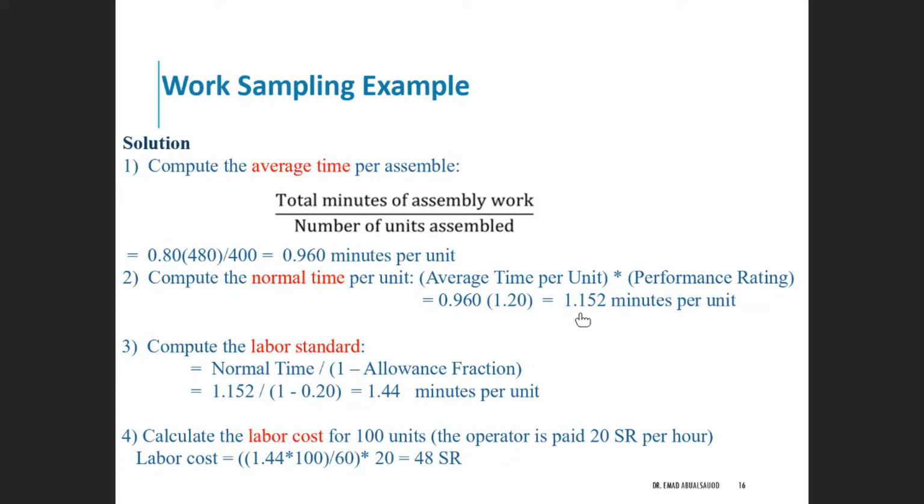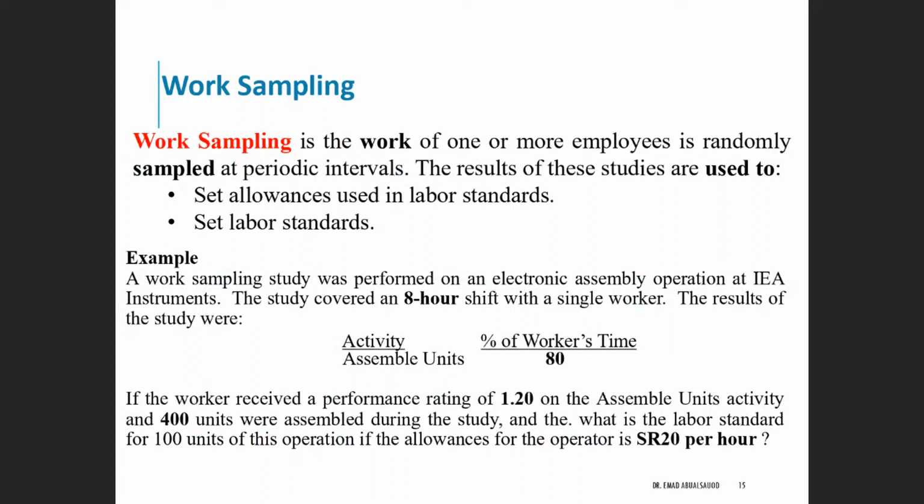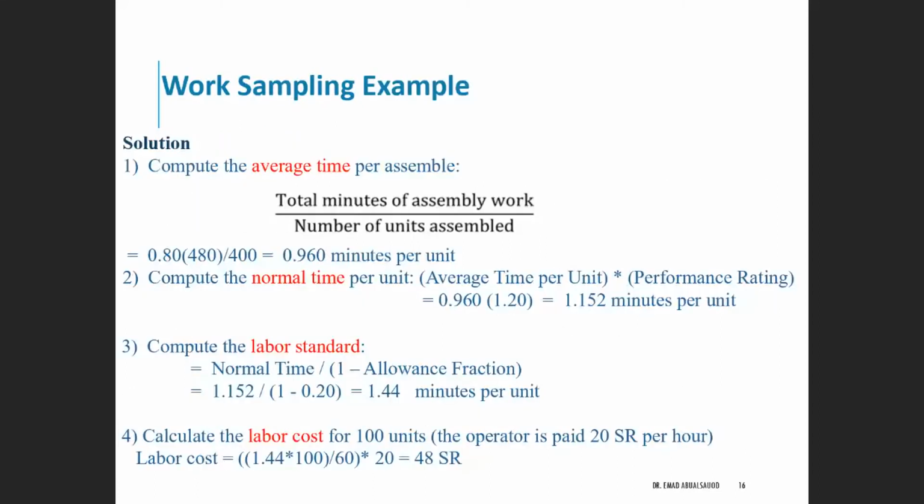The labor standard, or labor time, we calculate the same as we did in the previous example: normal time divided by 1 minus the allowance fraction. The allowance fraction is given also in the question here. I believe the question stated the allowance. If it's not, I will make sure it is included. The allowance is 0.2, so it has to be 20%.